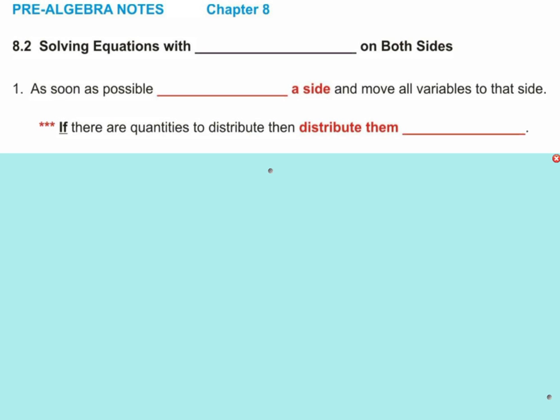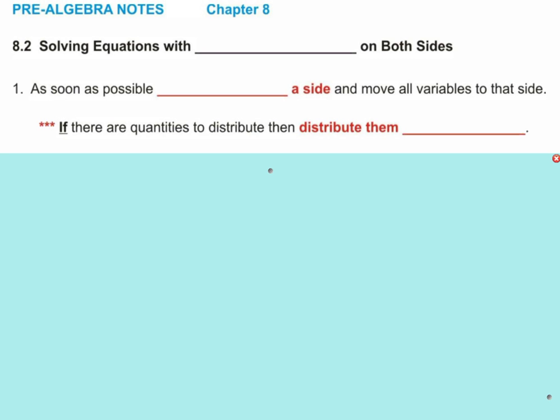Oftentimes you'll have both things added to the variable and things multiplied. You always move things added first. Do you technically have to do that? No. But does it avoid a lot of students getting the problems wrong? Yes.